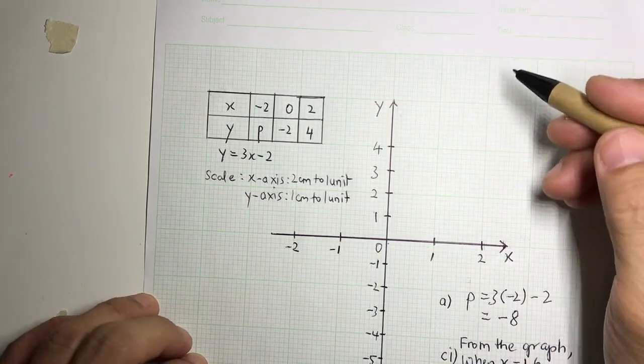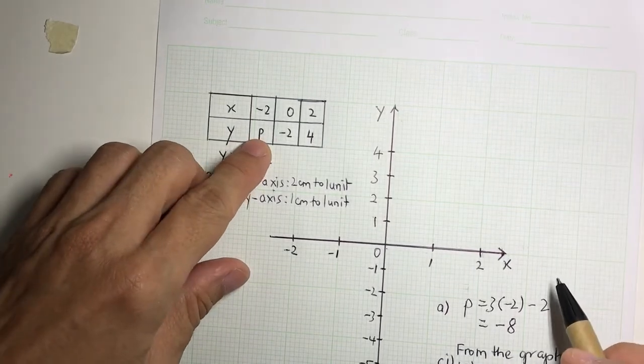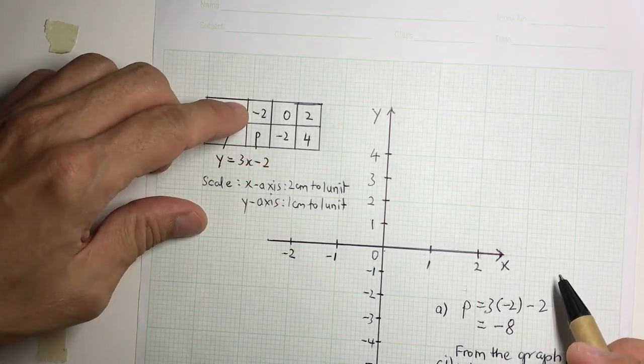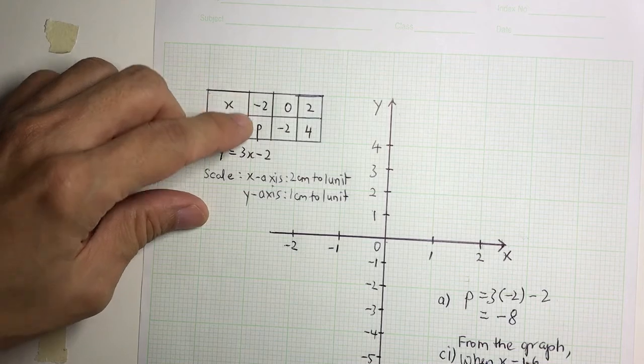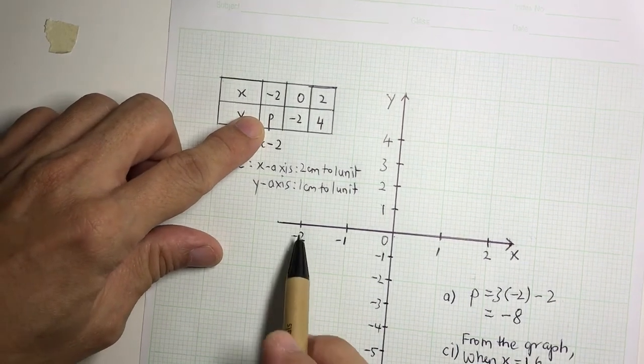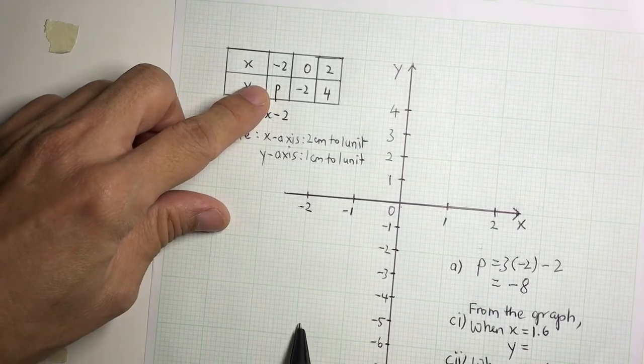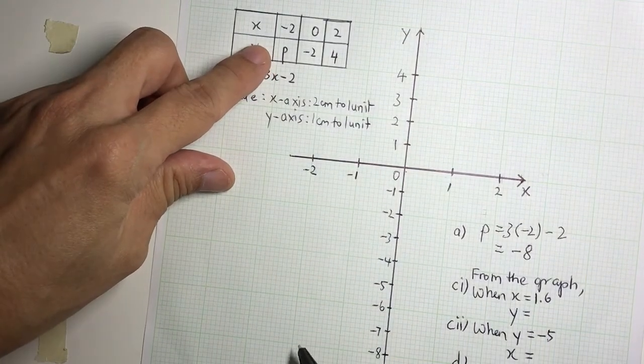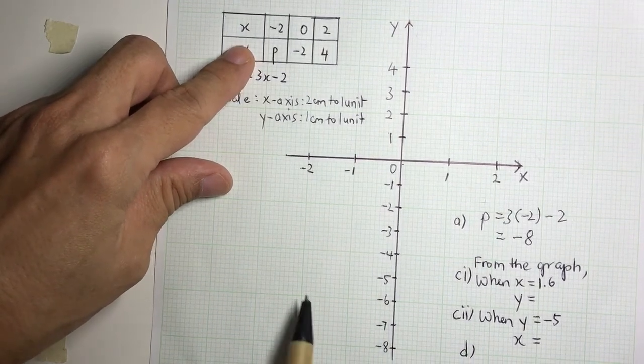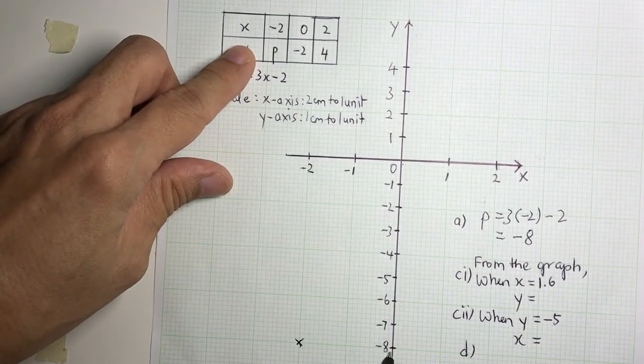Now we can plot the points. There are 3 points here. The first point is -2, -8. -2, the x value, and -8 on the y-axis. And this is the point that we need. -2 and -8.